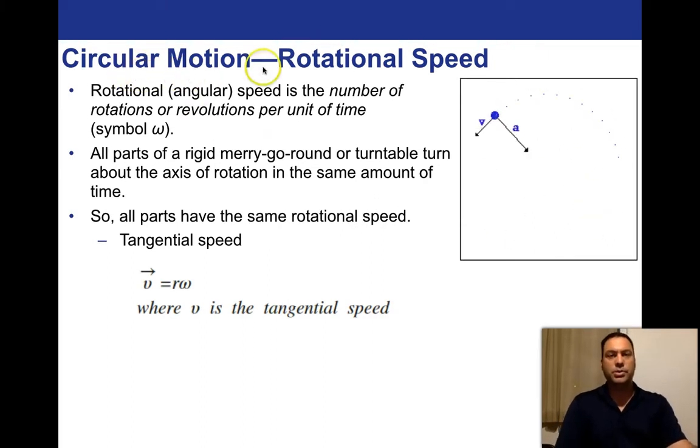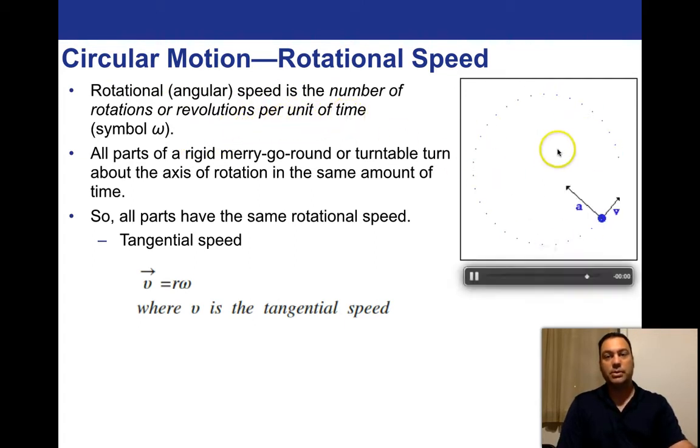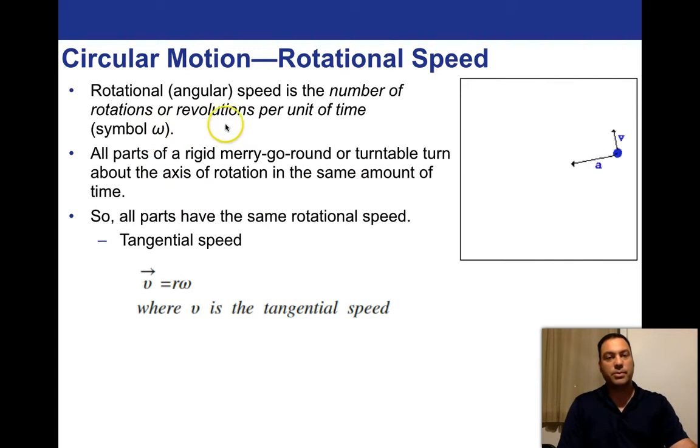So circular motion and rotational speed. Rotational speed is the number of rotations or revolutions per unit of time. So here we can actually see a rotation occurring, I don't know, every second or something like this. Maybe 2 seconds. Okay. So the rotational speed is the number of revolutions per unit of time. So rotations per second or RPM if you were dealing with engines, right?